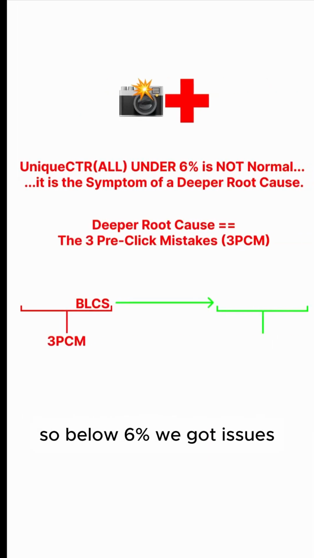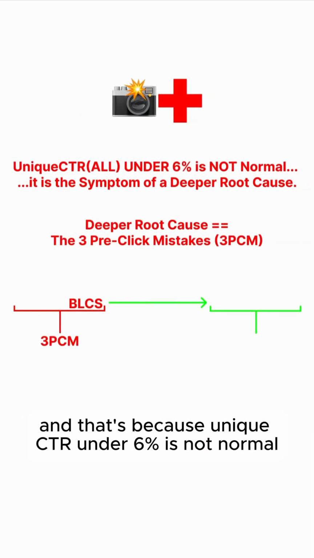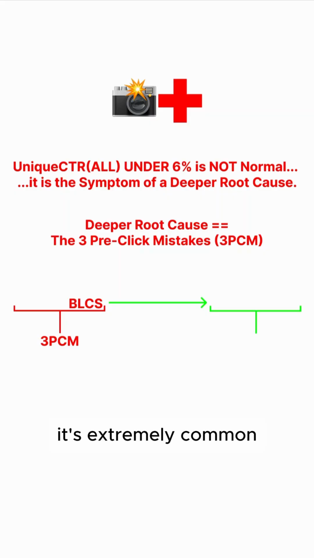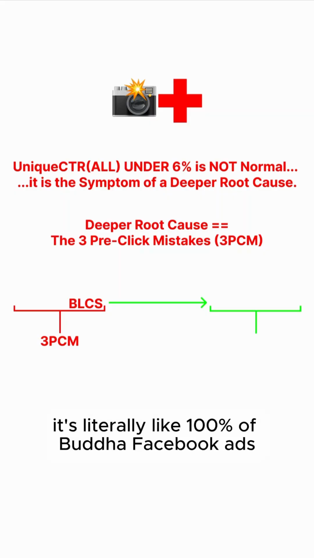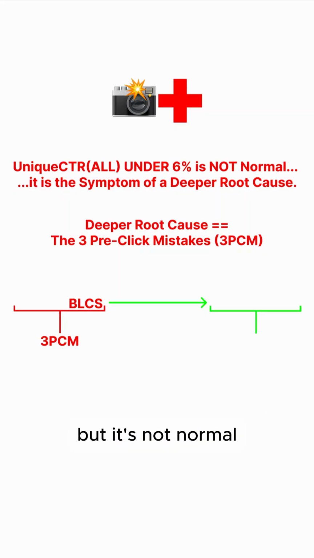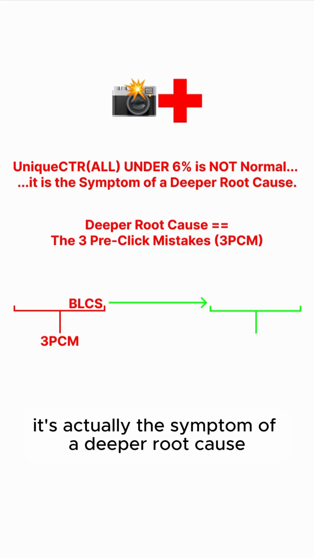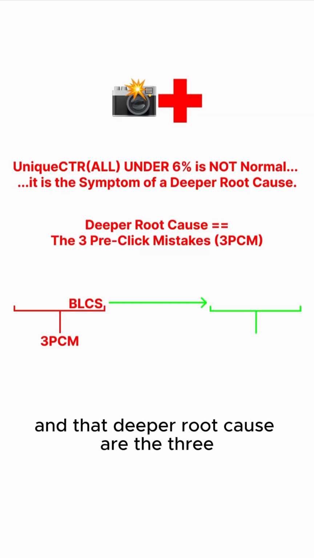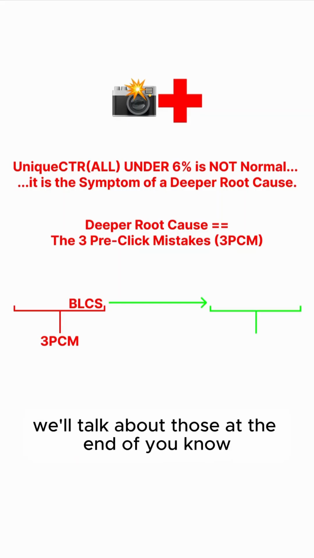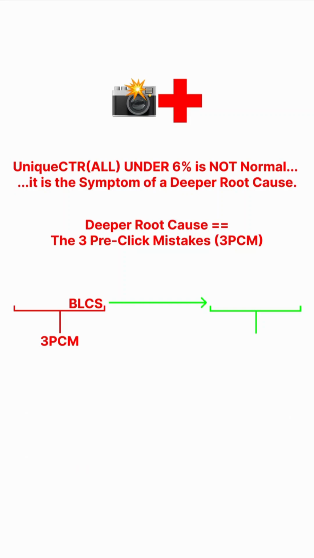So below 6%, we've got issues, because unique CTR under 6% is not normal. It's extremely common, literally 100% of the Boudoir Facebook ads I've seen, but it's not normal. It's actually the symptom of a deeper root cause, and that deeper root cause is the 3 pre-click mistakes. We'll talk about those at the end of the video.